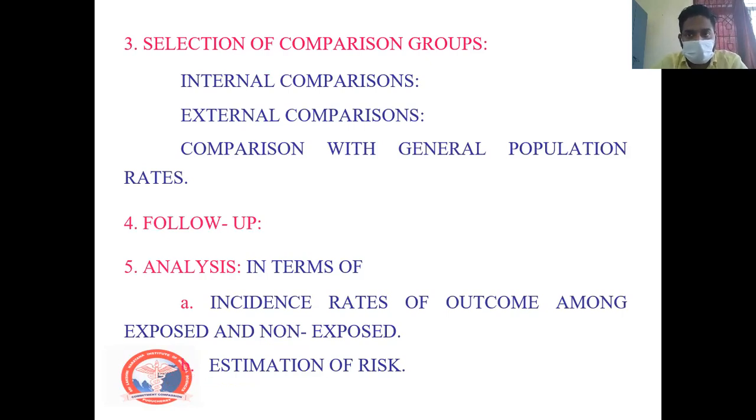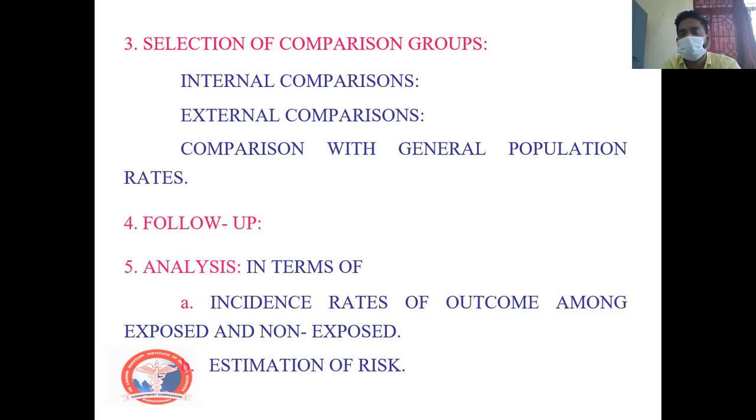First one, internal comparisons. You are comparing within the group, right? Suppose a group of people in a department of radiology has been followed up for a duration of 5 years. Among this group, we are comparing males and females within the group itself. So that is internal comparisons. External comparisons: people who are working in a radiology department are compared with people who are working in a medicine or a dental department, something like that. This is external comparisons. Or sometimes with the general population, people who are working in a hospital environment, people who are working in a non-hospital environment, or with the general population.